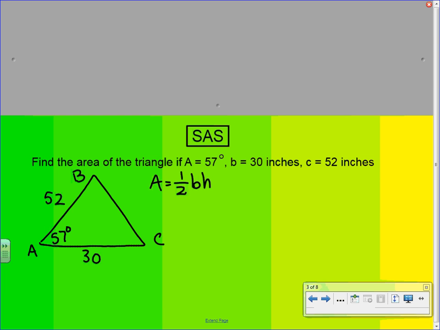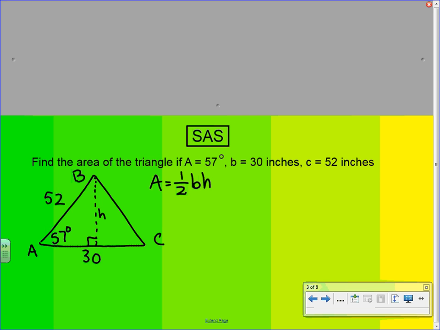Which means I need to find a base, which you can use any side as a base. Let's say I want to use 30 as my base. And to use this formula, my height is a length, I guess I should say, that makes a right angle with my base, so an altitude of the triangle. So if I want to use 30 as the base, h would be drawn as such, something like this. If I can find h, I can plug in the formula and I'll have my area.